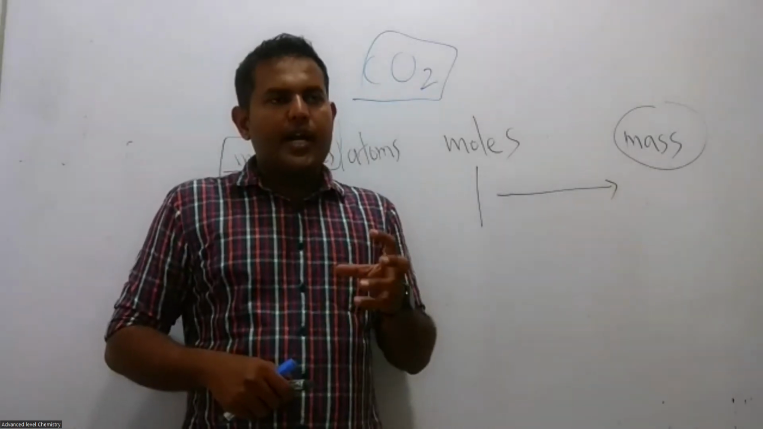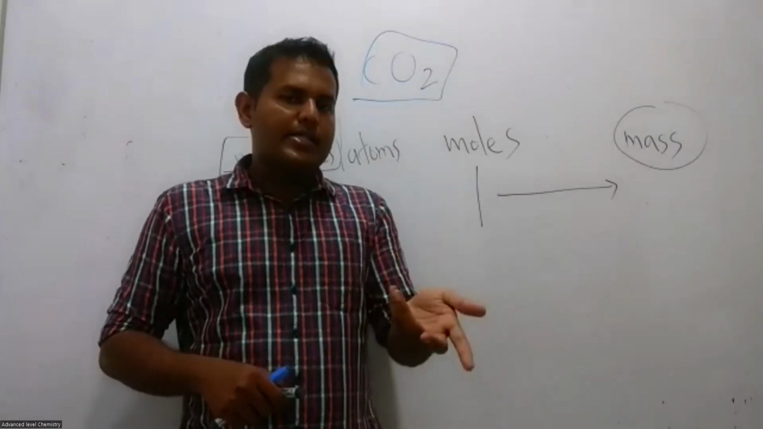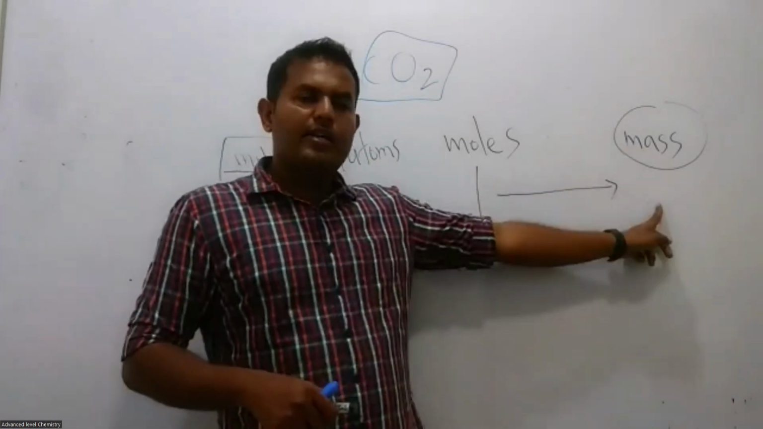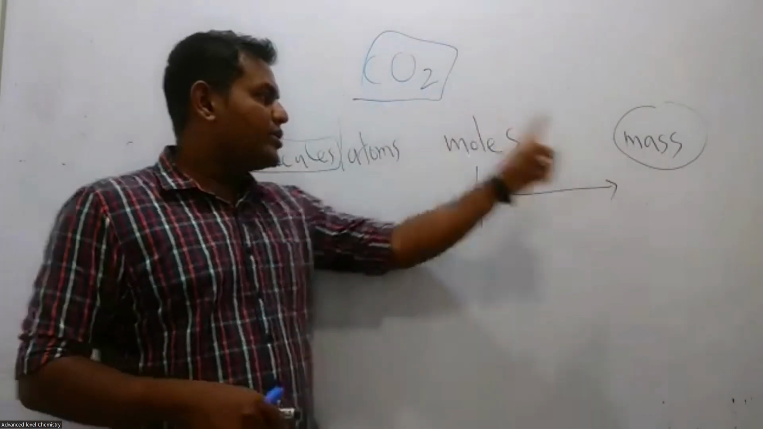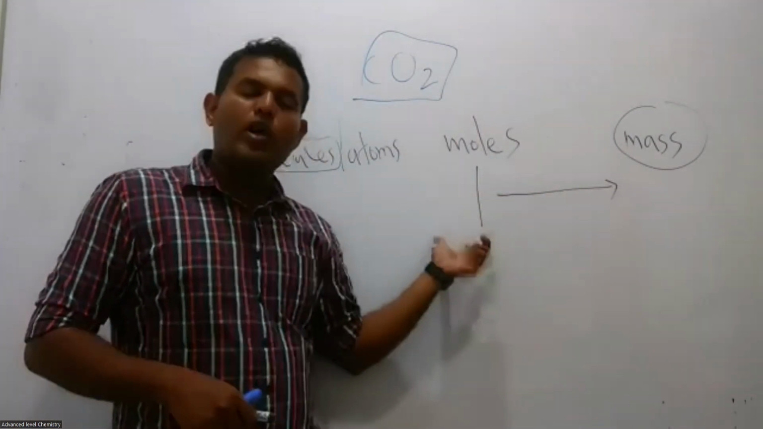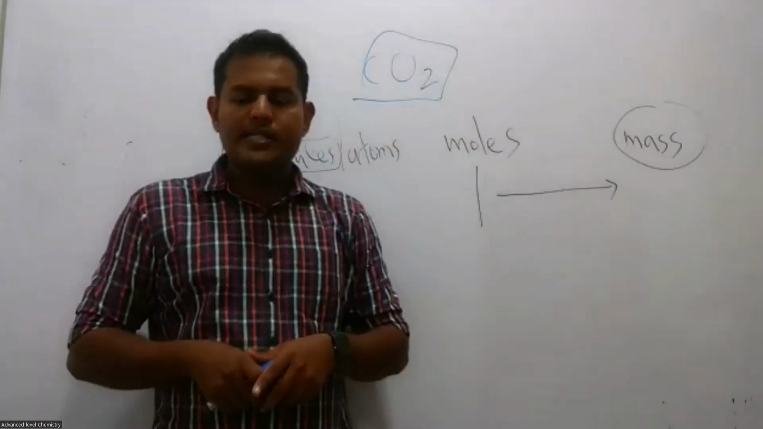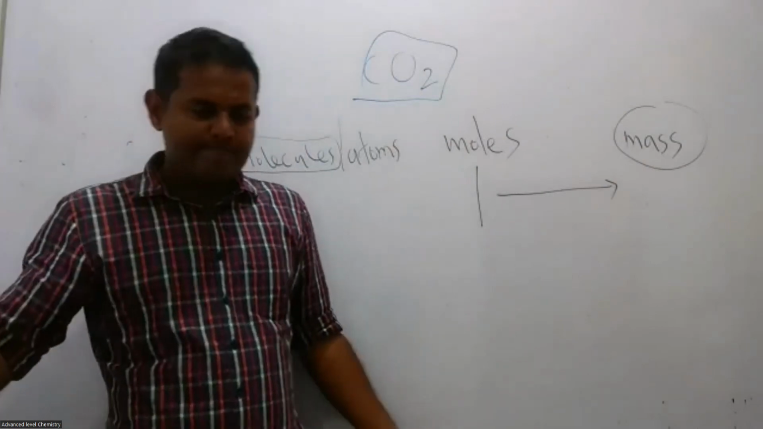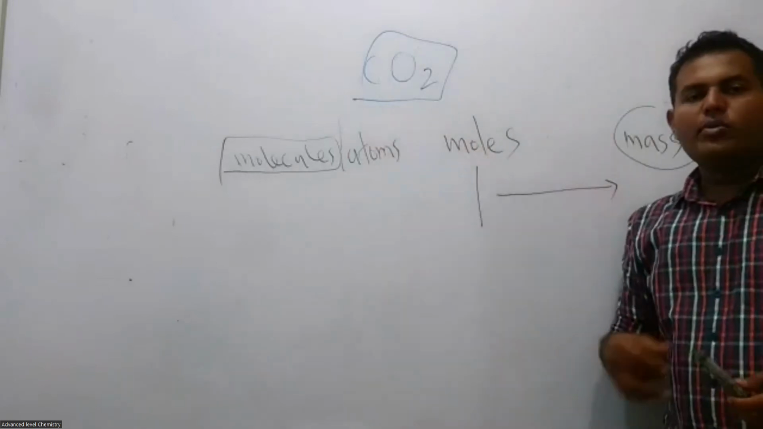For an atom we take the relative atomic mass. For a molecule, we take the relative molecular mass. Is it clear? 1 mole corresponds with relative atomic mass for an atom, but carbon dioxide is a molecule, so we take the relative molecular mass. When you consider 1 mole, how many grams of carbon dioxide is that? Please send the answer. That is equivalent to the relative molecular mass of carbon dioxide.